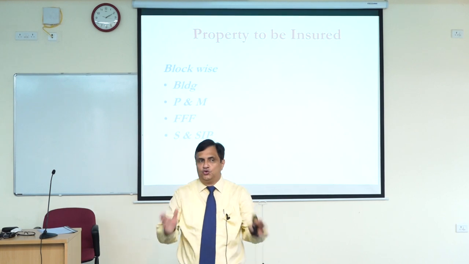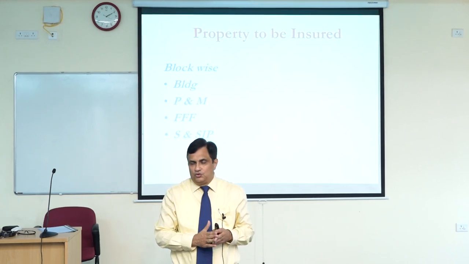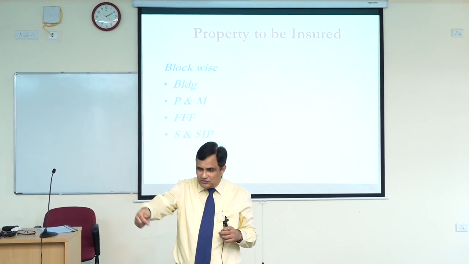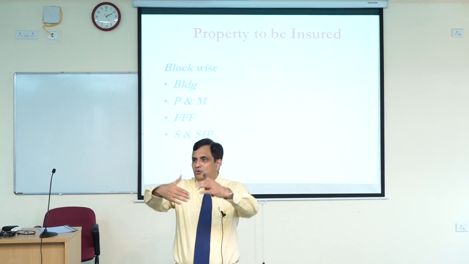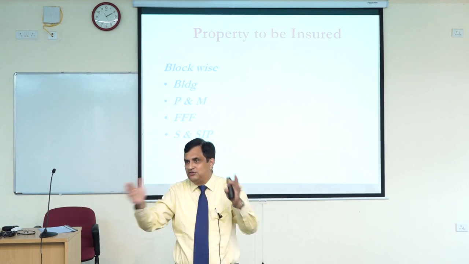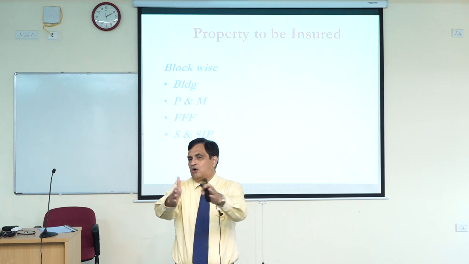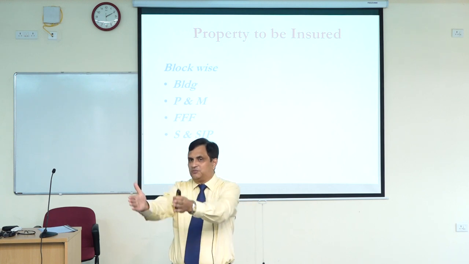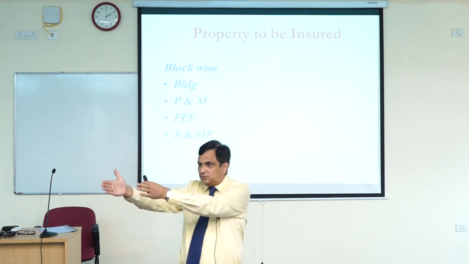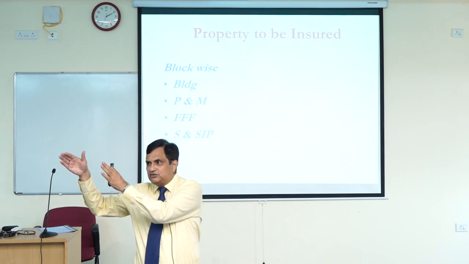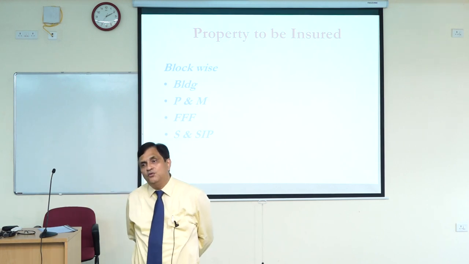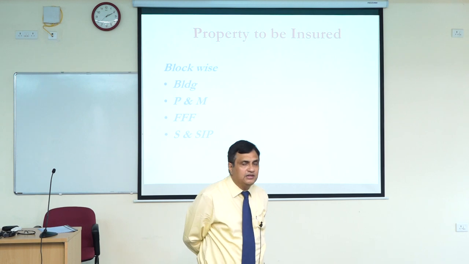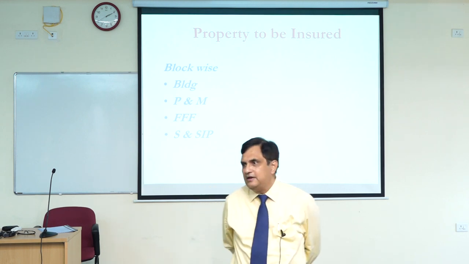So that means usually it is block wise. You don't split the block into this machine, that machine. You say process block, all the machines, this value. All the building cost, this much. The stocks and stock in process, this much. Furniture, fixtures, fittings, this much. That is how you classify them whenever you are covering them under a fire policy. Right?